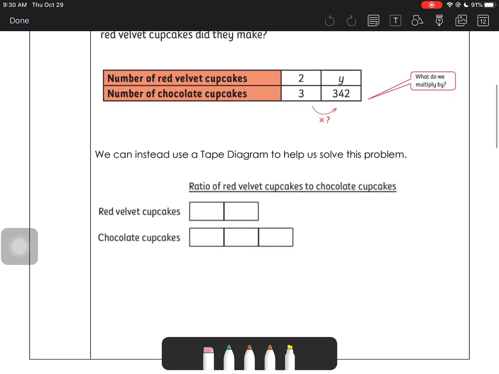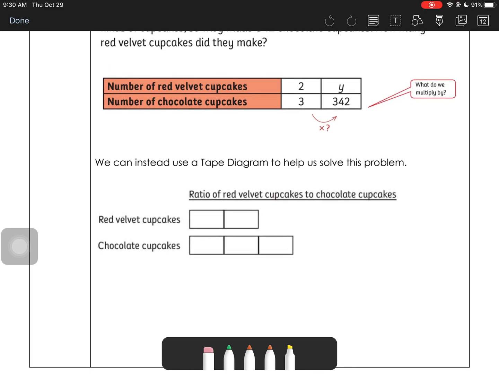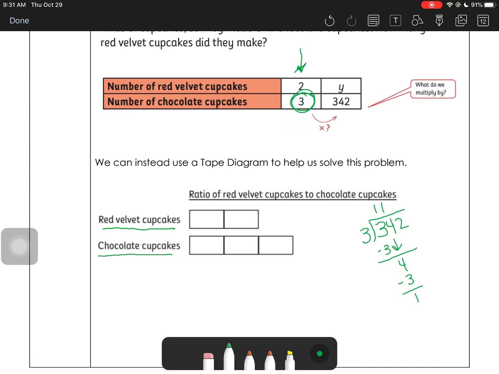And since there are 3 on our original chocolate cupcakes, we are going to make 3 boxes to represent the chocolate cupcakes and 2 boxes to represent our red velvet cupcakes. What we're going to do is take our 342 cupcakes divided by 3 to break them into 3 equal quantities. 3 goes into 3 once. Bring down the 4. 3 goes into 4 once. Subtract to get 1 and bring down the 2, and 3 goes into 12 4 times. So that means when there were 3 different batches, 3 sections, they each have 114 cupcakes.